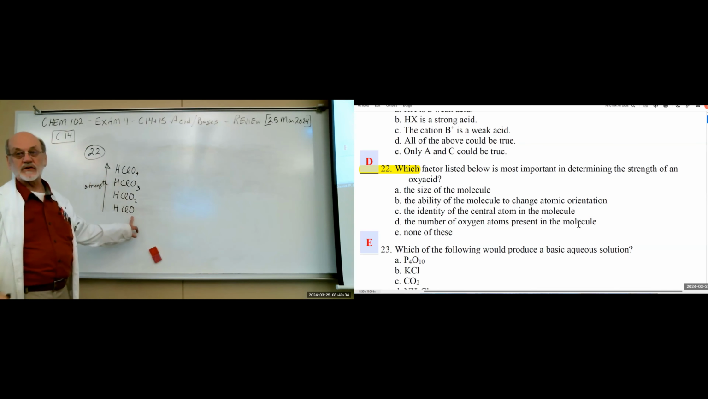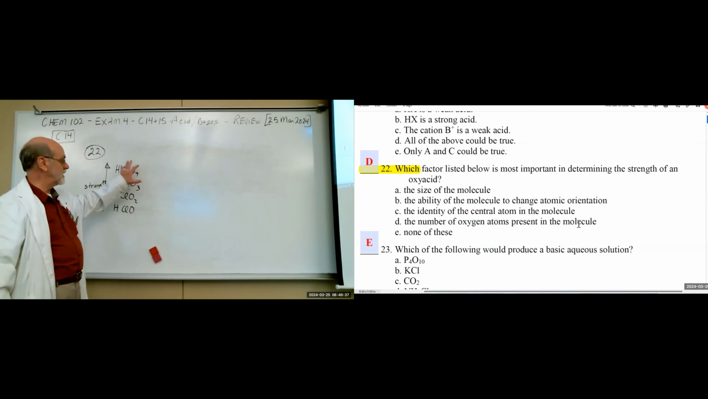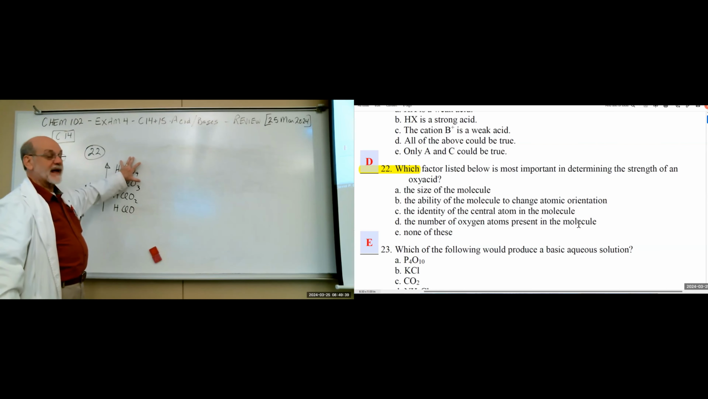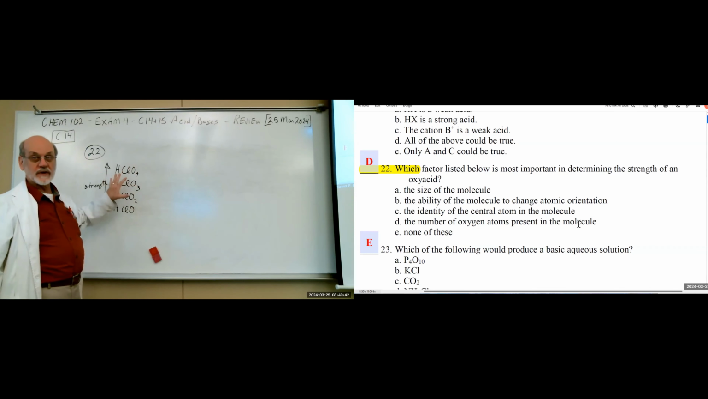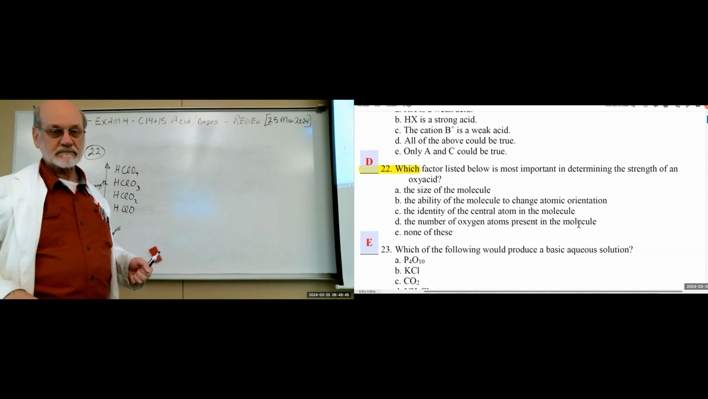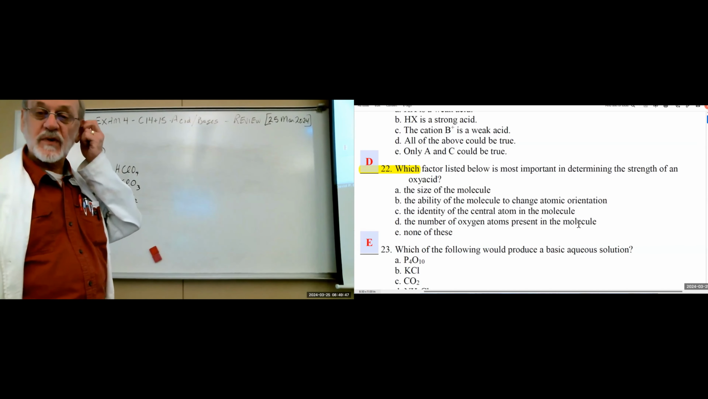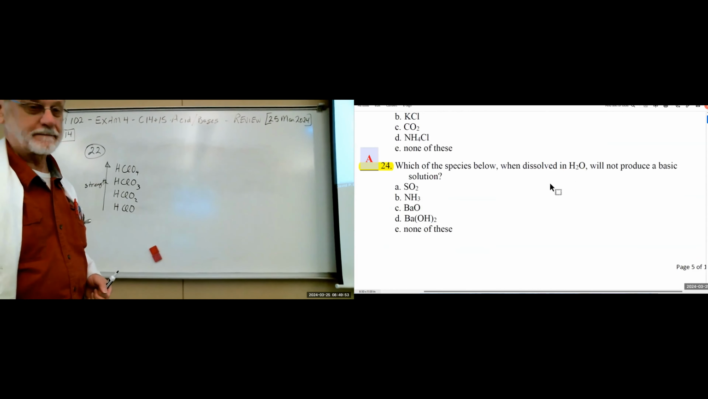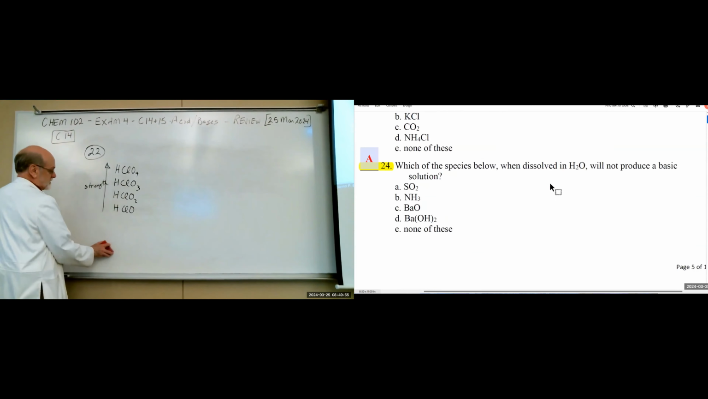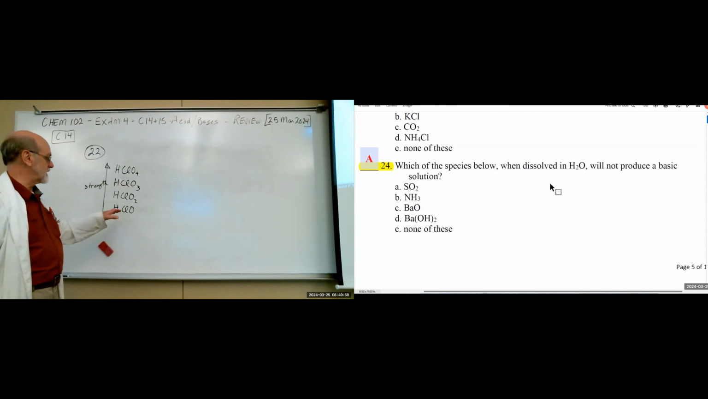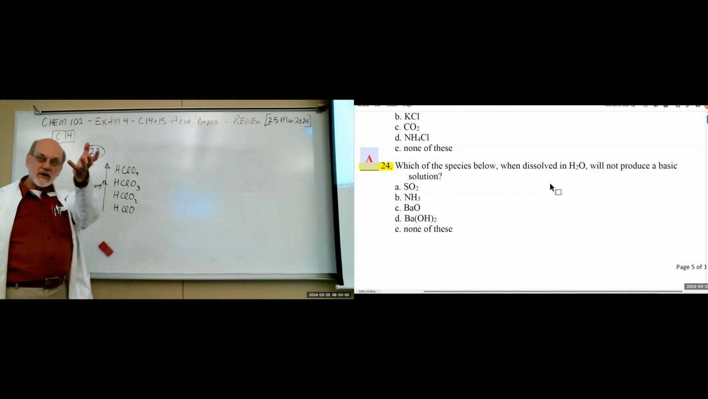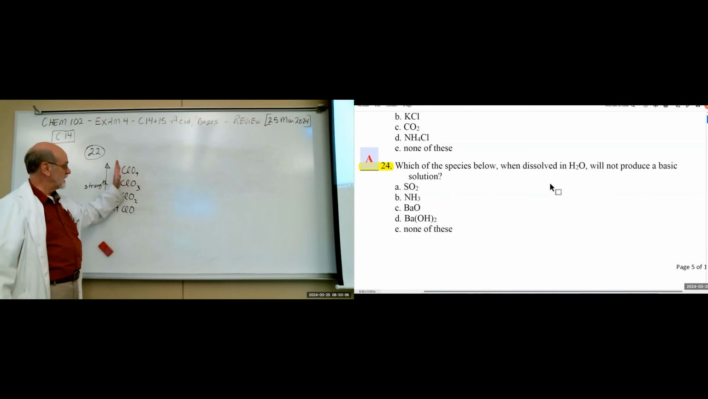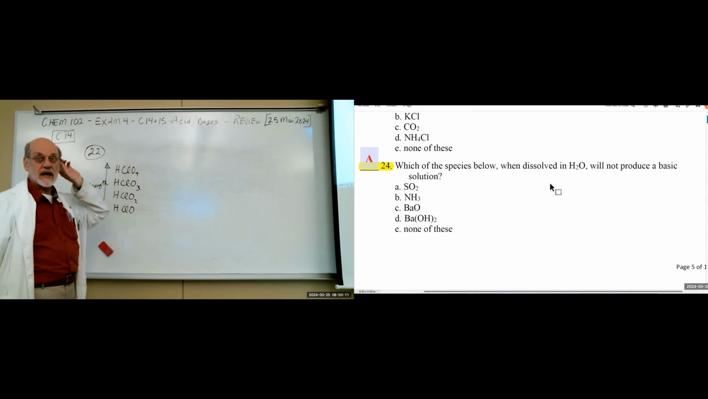Why? Because of the oxygens. The more oxygens you have on the anion side of the molecule, the stronger the acid is. So the number of oxygen atoms present in the molecule determines the strength of the acid. That's simply the effect of electronegativity. With more oxygens you have more electron-extracting power in this part of the molecule, and it weakens the bond between one of the oxygens and the hydrogen.